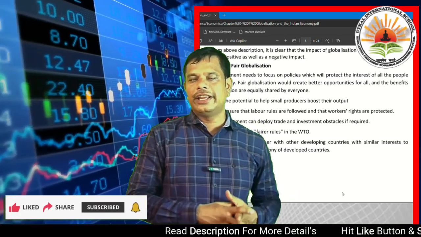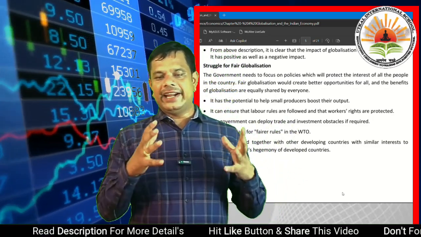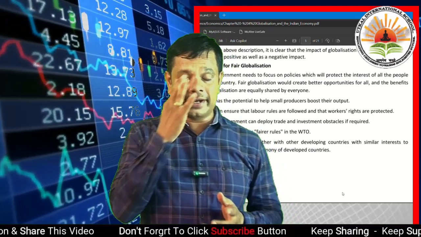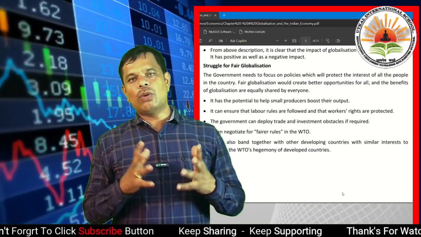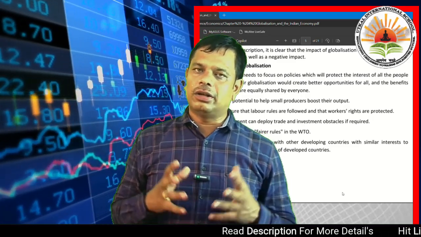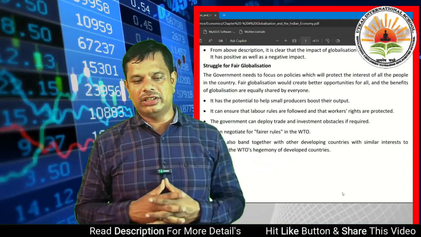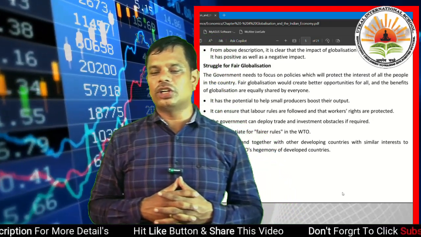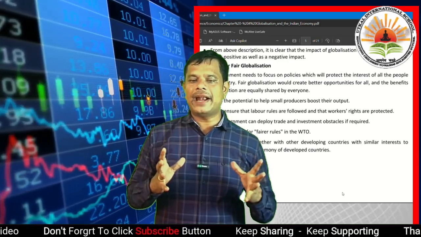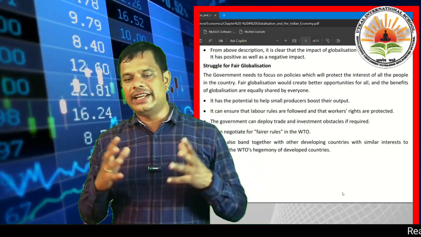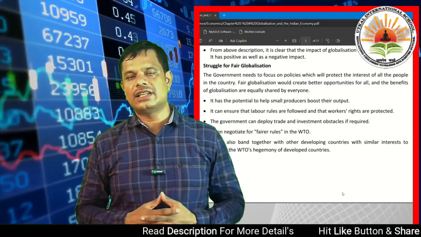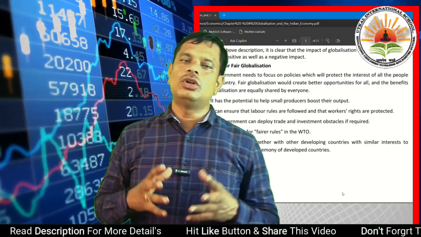There should be some rules if required, and the government can negotiate for fair rules in the WTO, the World Trade Organization. Every government should always discuss with the World Trade Organization to produce fair rules. And the last point, a government can also band together with other developing countries with similar interests to compete in the World Trade Organization with developed countries. These are the struggles and guidelines, and the government has to watch. Every person has to be careful about globalization.